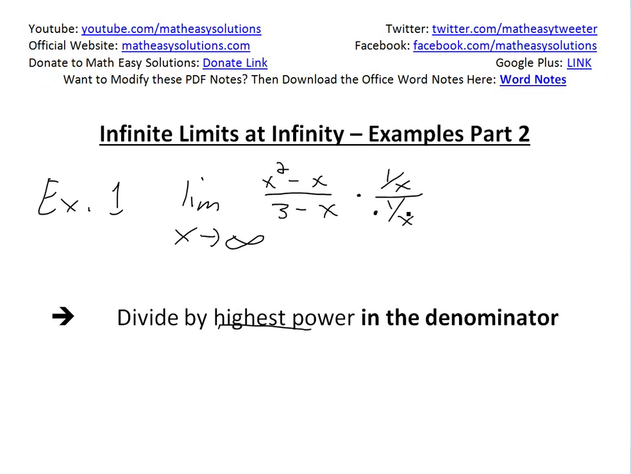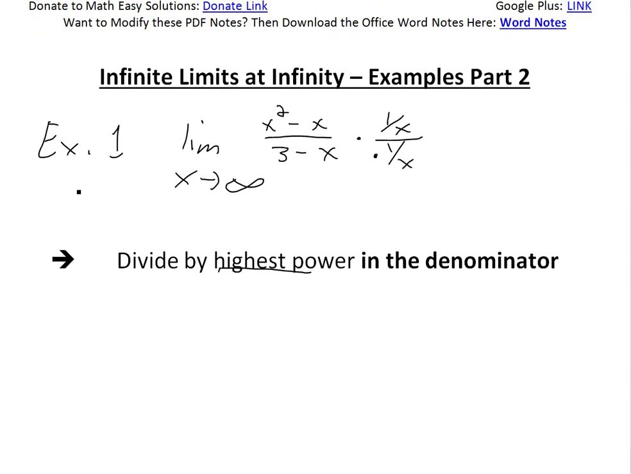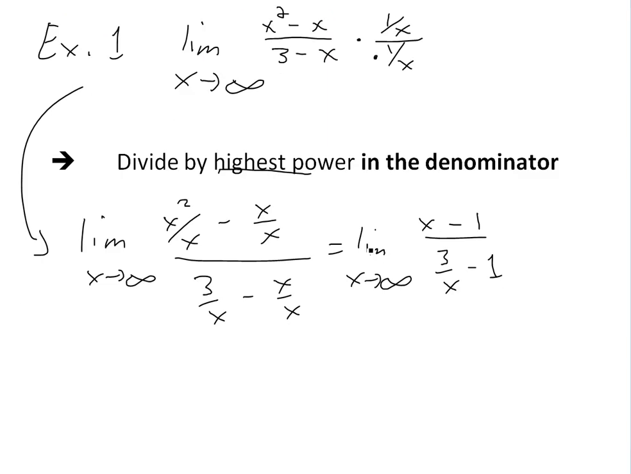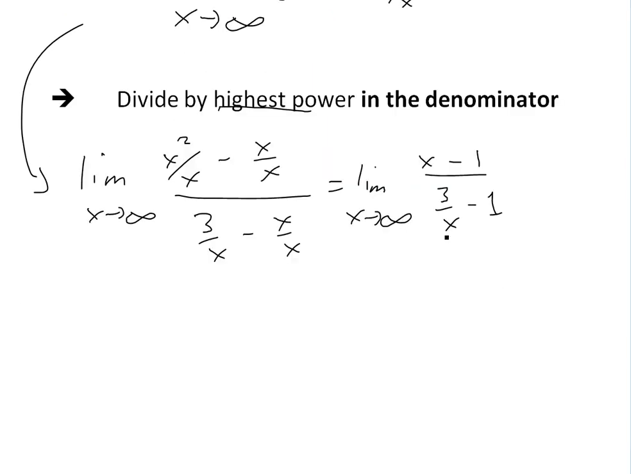So if we multiply these inside here, we're going to get over here limit as x approaches infinity of, well, x squared divided by x minus x over x, and then 3 over x minus x over x, and this simplifies to limit as x approaches infinity of x minus 1 all divided by 3 over x minus 1 right here.